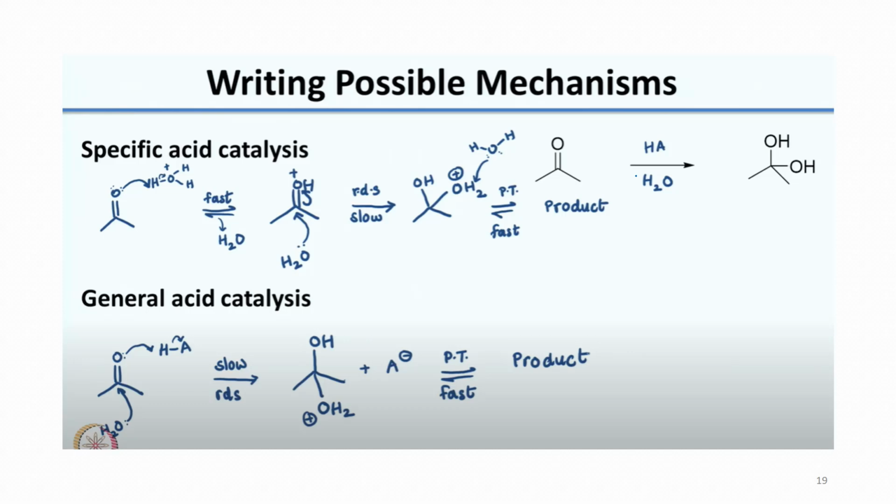So here we will discuss the difference between specific and general acid catalyzed reactions. Suppose a ketone is given and you have to perform hydrolysis of the ketone. In the case of specific acid catalysis, what happens? It undergoes protonation at the first step, and then it undergoes a reaction at the rate determining step, forming our desired product.